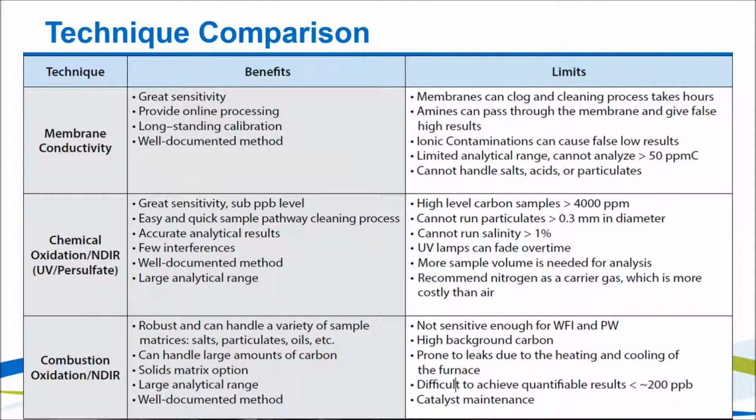All right, so now let's talk about chemical oxidation followed by NDIR detection. It also has great sensitivity. You can get sub parts per billion level. It's an easy and quick sample pathway cleaning process. So again, you can clean it up in minutes. If you do run a very dirty sample, it's not the end of the world. You have accurate analytical results, few interferences, unlike membrane conductivity, which I'll show you further, more data to support that a little bit. It's also a well-documented and established method, and has a large analytical range, usually up to 4,000.